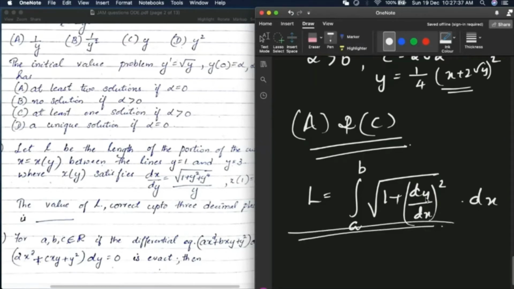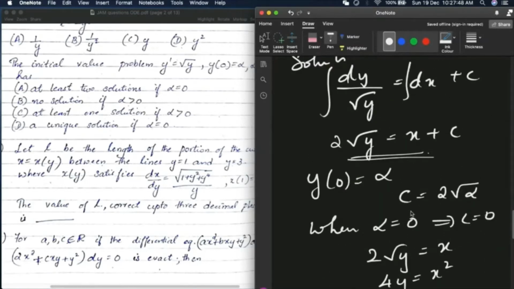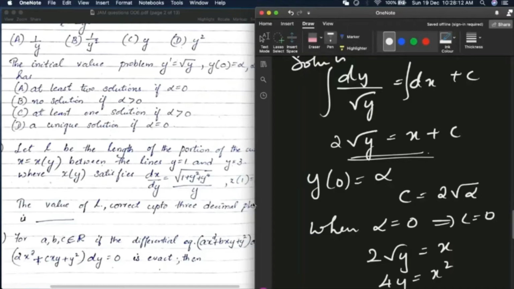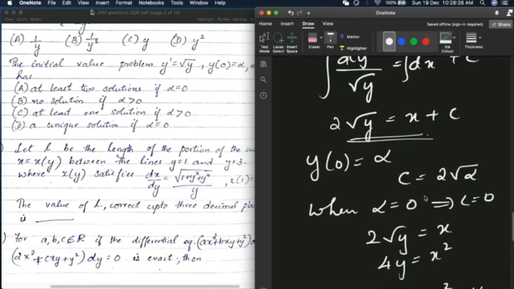Ma'am, please explain why for alpha equal to 0, we get at least two solutions. Yeah, see, there are two conditions. See, this is the case that you have got 2 root y. This is the solution: 2 root y is equal to x plus c. And you have to solve for c. The given condition is y of 0 is equal to alpha. So you get your c as 2 root alpha. So this becomes your solution: 2 root y is equal to x plus 2 root alpha.